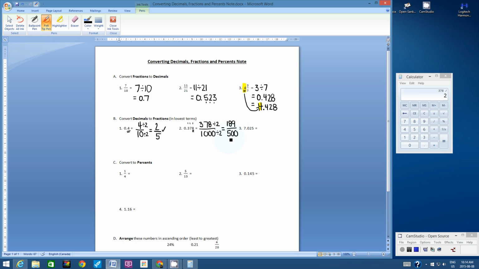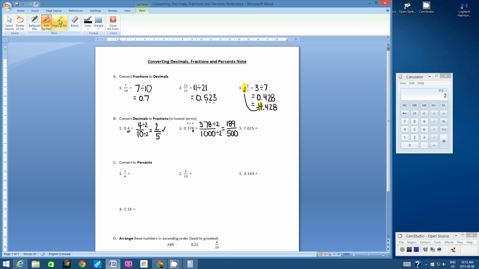Now, you have to ask yourself, is that in its lowest terms? Well, the top number is not an even number, but the bottom number is. So we know that 2 won't work into the numerator. So if we do some checking with the calculator, we can determine that this is, in fact, in its lowest terms. Even though the numbers are very large, it is actually in its lowest terms.